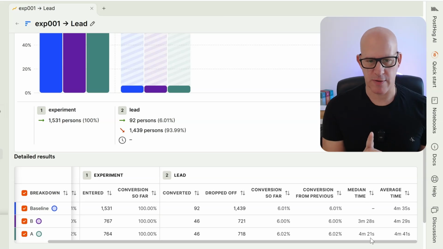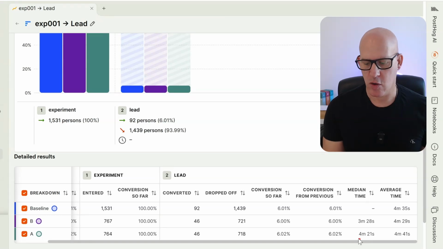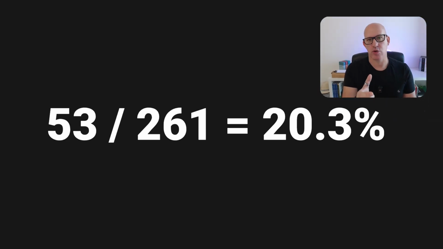Now, if you observe the variation, which is B, it's way faster to convert than the original, than the control. Now, the difference here is 53 seconds over 261 seconds total. That is an improvement in conversion speed of 20%. The conversion rate didn't increase. At the end of the story, we are persuading the same number of people, but we're doing that a lot faster.